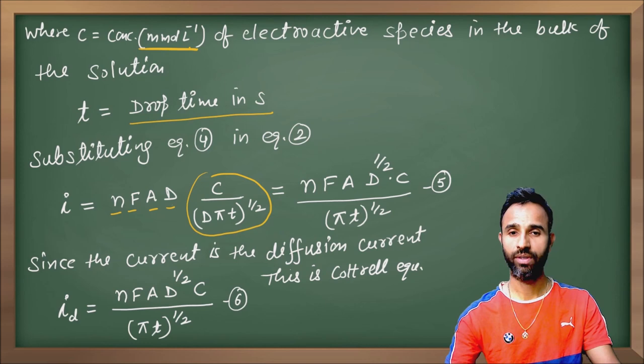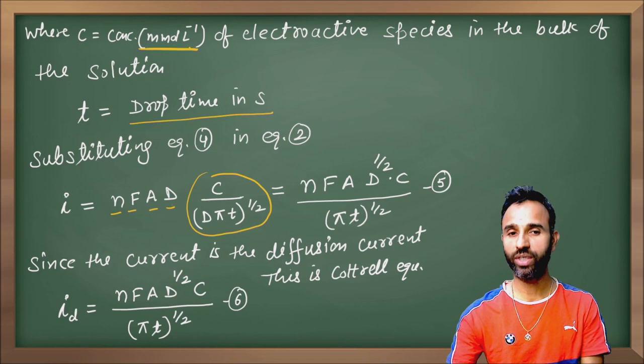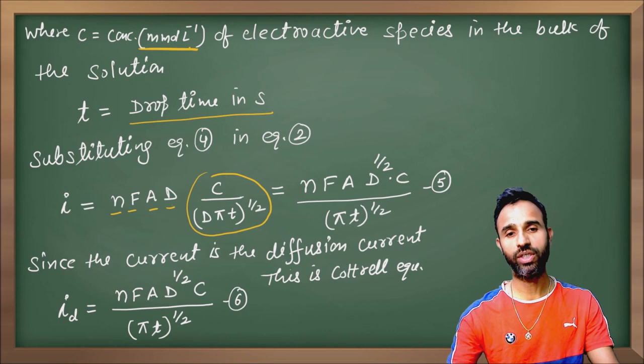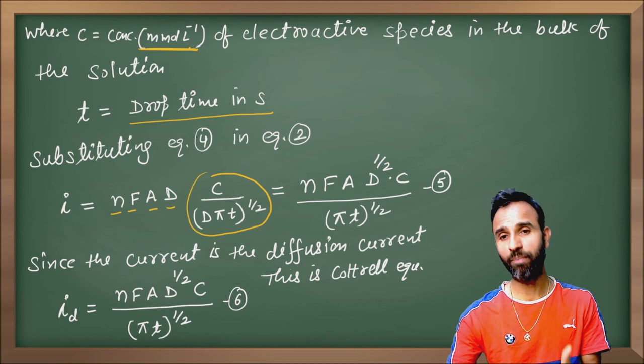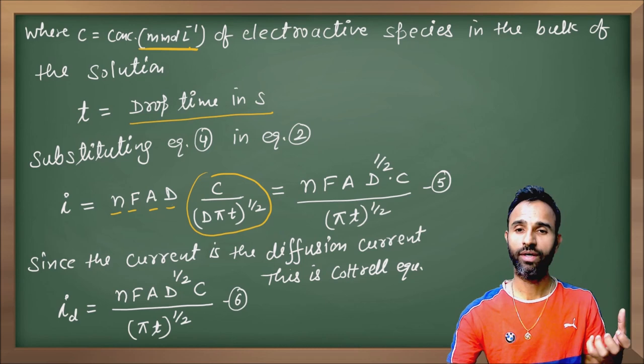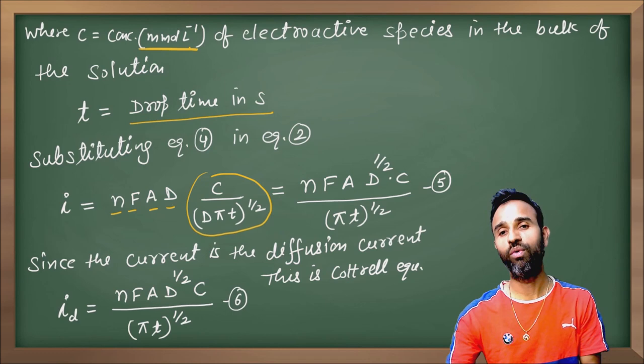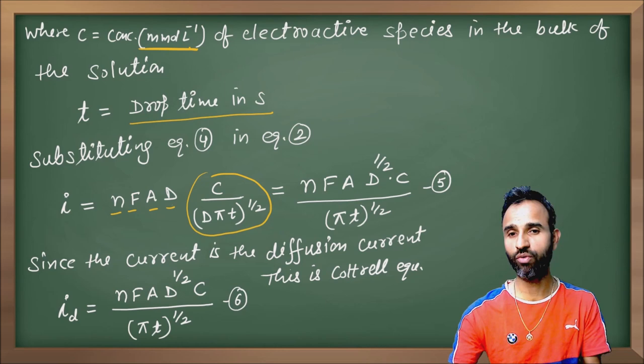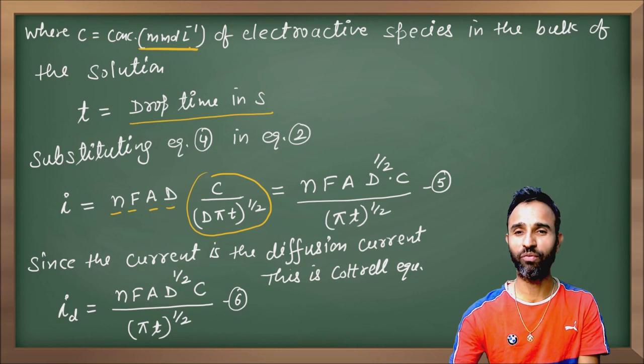And I said earlier that current is actually diffusion current, because it is obtained by the diffusion of the electroactive species, so it is called diffusion current. So I is written as iD, and this is called the Cottrell equation. This Cottrell equation is the basis of the Ilkovic equation. First we saw the Cottrell equation from Fick's first and second law. Now the next step is to derive the Ilkovic equation from the Cottrell equation. There are so many students who asked me to make a video on it. That's why I am making it.